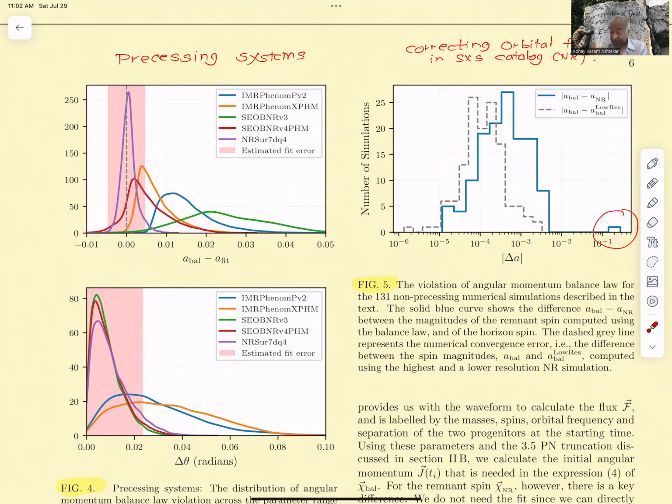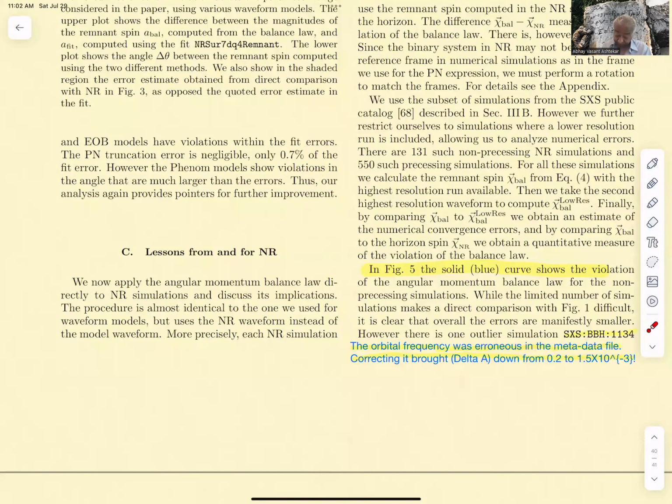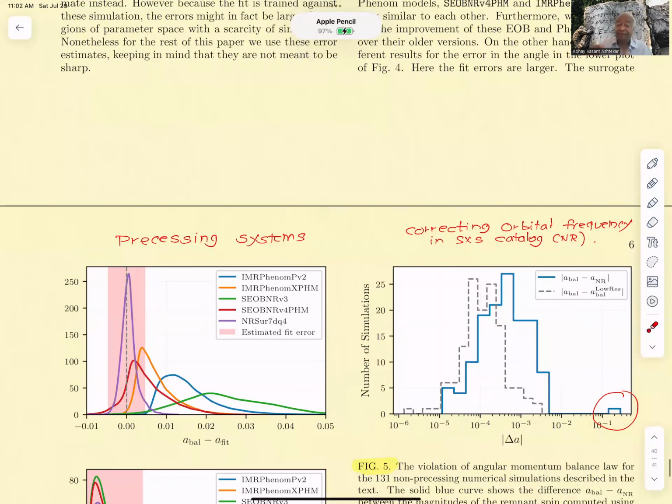And then we could also say what was wrong. It is pointed out up here that in fact the orbital frequency was wrong in the metadata file, and therefore correcting it brought down the error. So basically, it is not a completely general tool which just immediately tells you what is wrong.